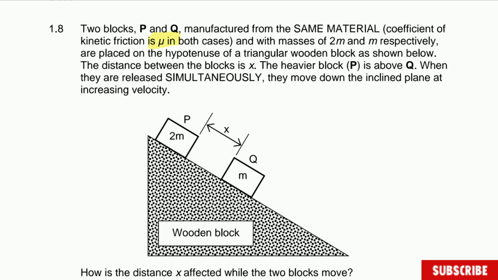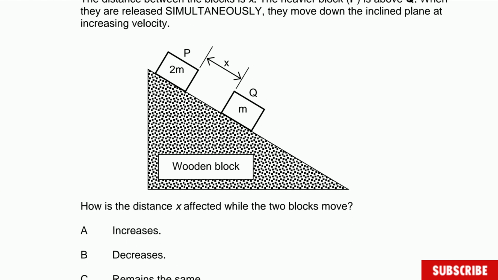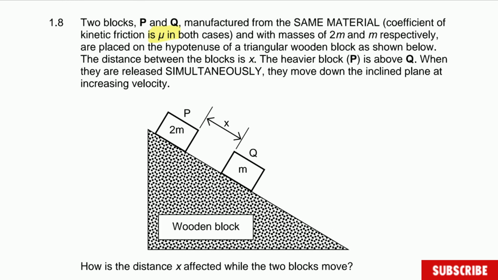The heavier block P is above Q. When they are released simultaneously, they move down the inclined plane at increasing velocity. Now, how is the distance x affected while the two blocks move? They're asking you what happens to the distance x there.